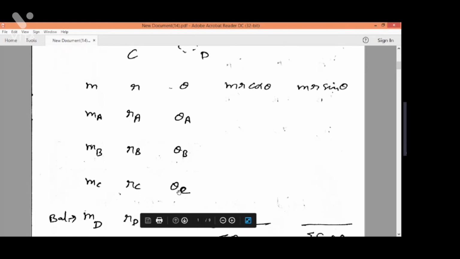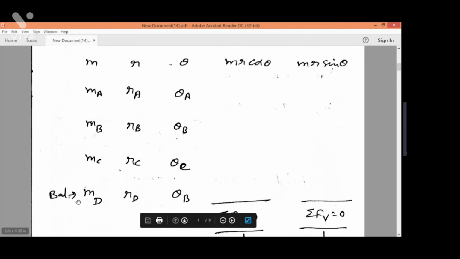Because I have added one balancing mass here, I am going to add a fourth row representing the balancing mass: mass MD, radius of rotation RD and angular position theta D. These parameters represent the balancing mass which I have added additionally. Once I add this balancing mass, the entire system is in a balanced condition.